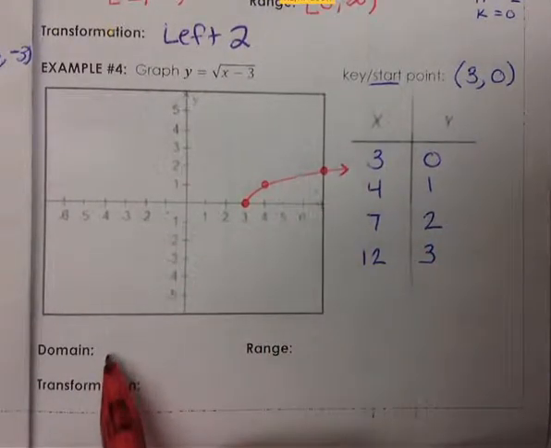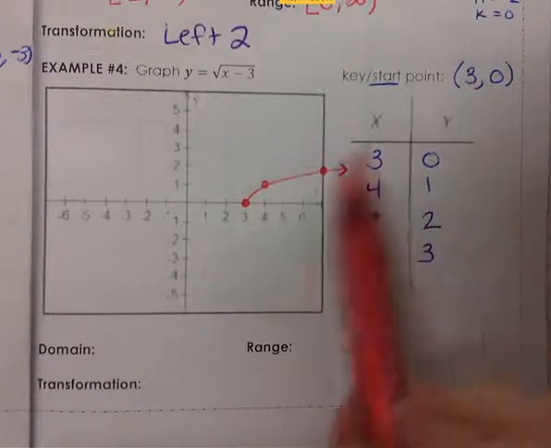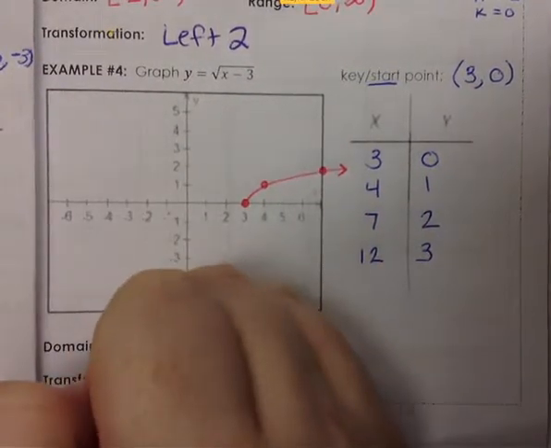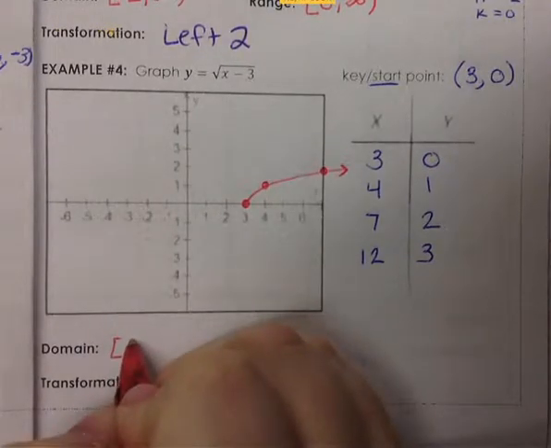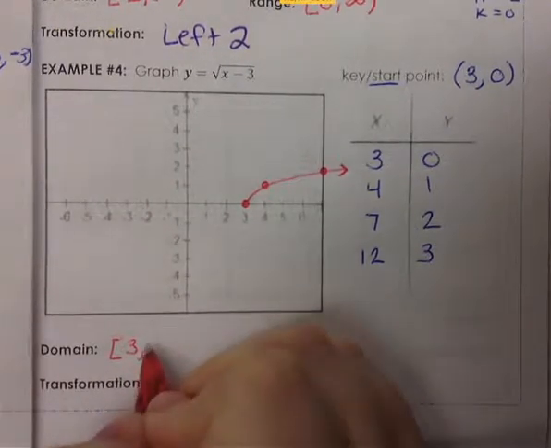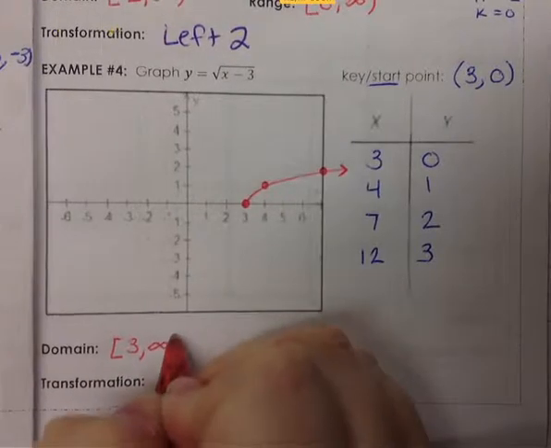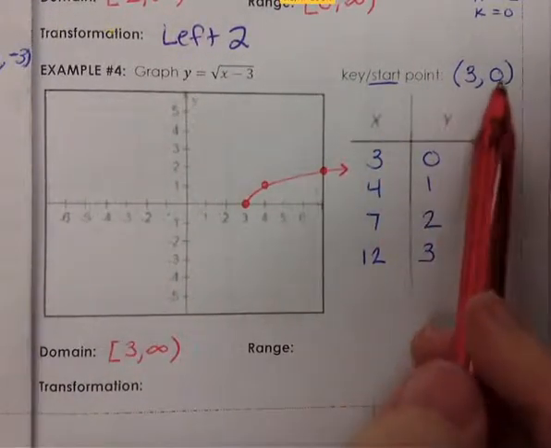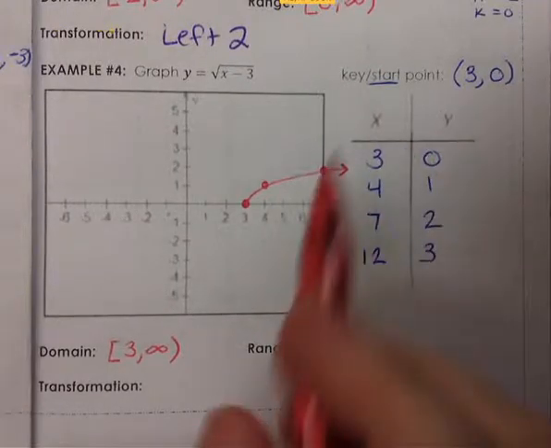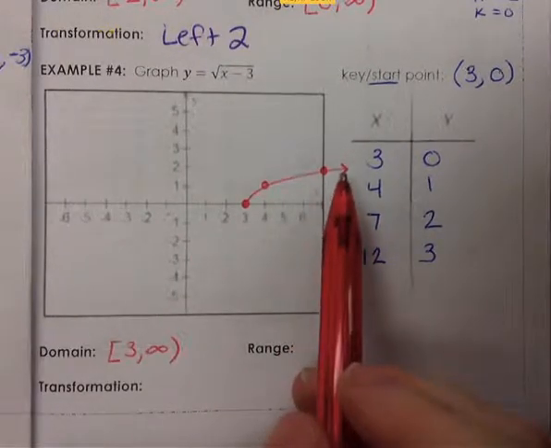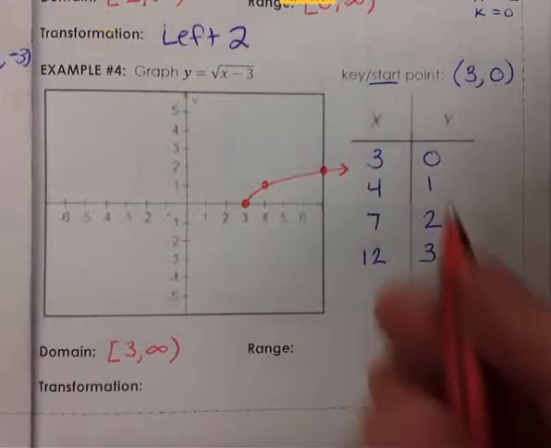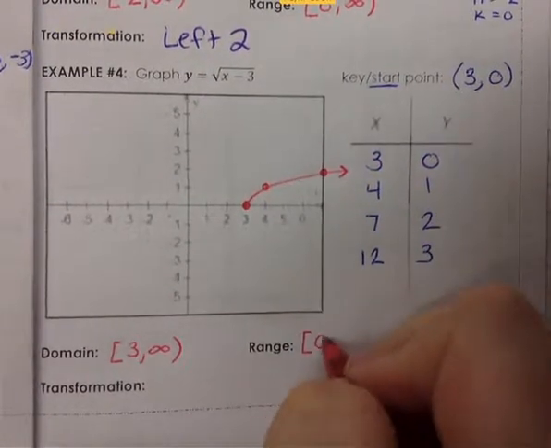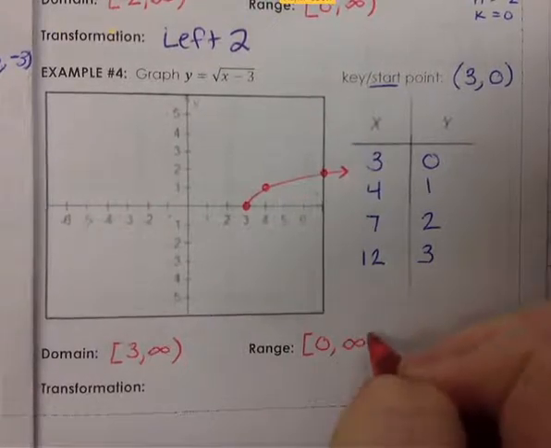So when we do our domain, we have our h value is 3, and it's going to the right, so that's a positive infinity. So we have a closed bracket, 3, positive infinity, open bracket. Then our range comes from our k value, and our range is going up, so it's going to be a positive infinity. So we have a closed bracket, k value is 0, going to positive infinity, open bracket.